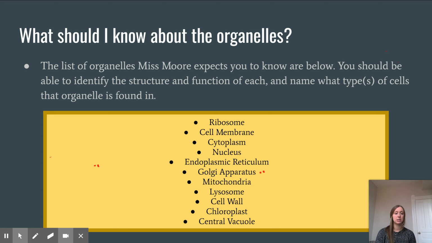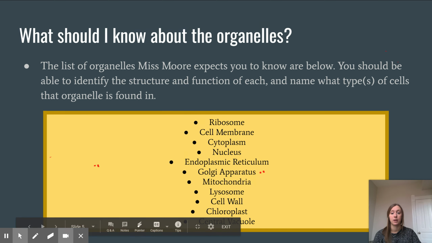You should be able to tell me the structure of each of these. So find it on a picture, visually identify it. You should be able to tell me the function of each of these, what it does inside the cell, and what its job is. And lastly, you should be able to tell me what type or types of cells that organelle is specifically found in.